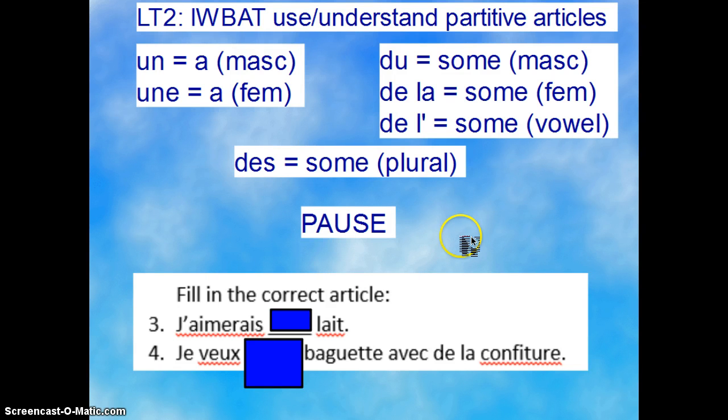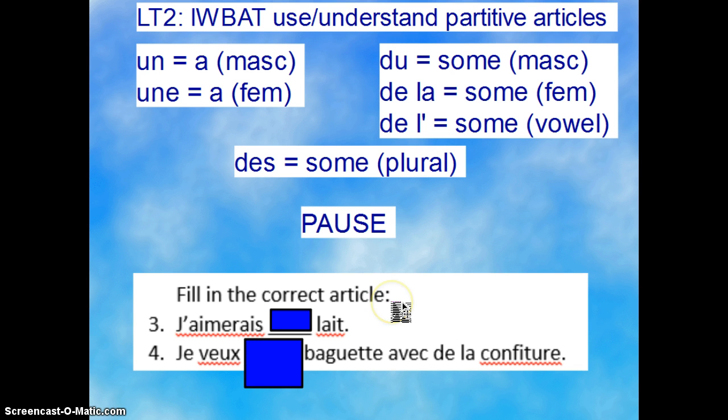Hopefully by now you've had a chance to pause the video. What you need to notice on number 3 is that you're talking about lait. First thing you need to think about is that lait is milk. So when you talk about milk, you don't often talk about having a milk, you talk about having some milk. So immediately my attention is drawn up to the D words here because all of those mean some.